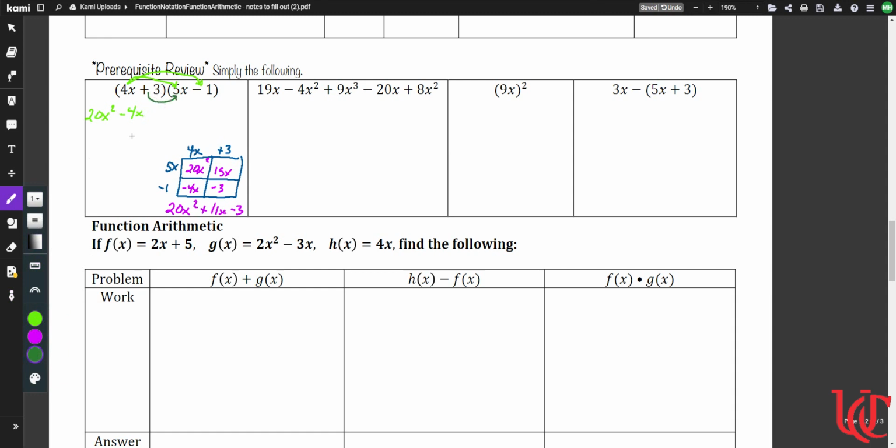And I usually do it on the second line so that things line up in my like terms, but they don't have to. I can keep writing to the right of this. But 3 times 5x is 15x, so plus 15x. And 3 times negative 1 is minus 3. Combine my like terms, I have 20x squared plus 11x minus 3. So same answer both ways. Whichever way you're going to get all of the terms and not miss something is totally fine. It's whatever you feel is best for you.